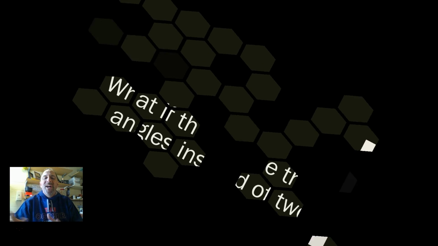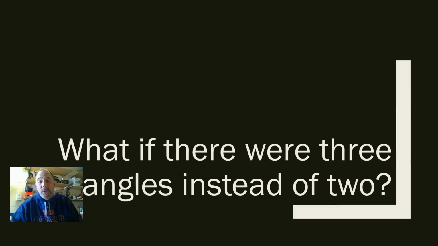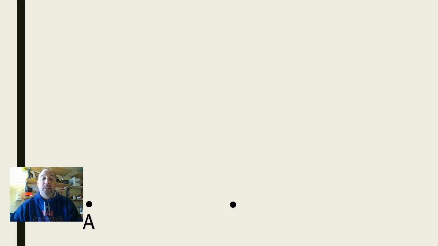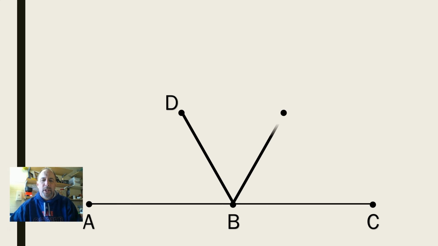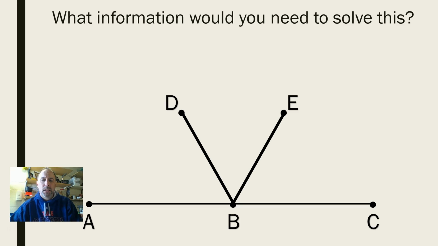Okay, what if I told you there were 3 angles instead of 2? Uh-oh. It's about to get a little more challenging. Actually, it's not. No, maybe it is. So I've got ABC and D and E. What information would I need to solve this? Well, obviously, I'm going to need to know the value of the base, ABC, because I need to know what to subtract, but I also need something to subtract, and I don't know what these angles are.